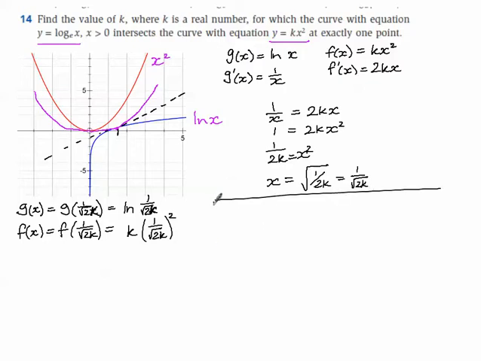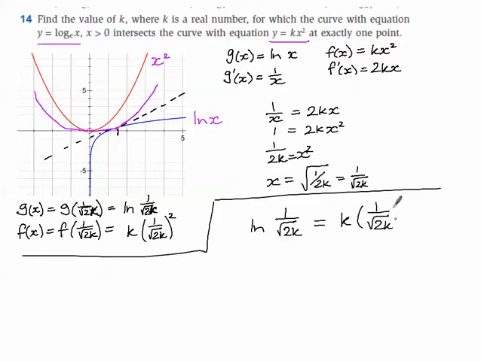So now we're going to do the natural log of 1 over root 2k is equal to k lots of 1 over root 2k squared. Okay, because they're both the y values. If they intersect at the point when x is equal to this, then those two y values must be exactly the same as well. So that's going to help us work out what k is. Now we can make this one look a bit prettier, so if we square the 1 and square the 2k, we end up with 1 over 2k when we take out the square, and then the k's cancel, so we just get left with a half.